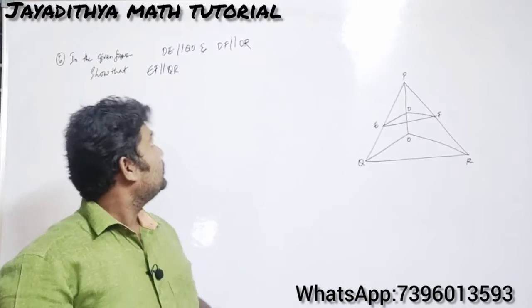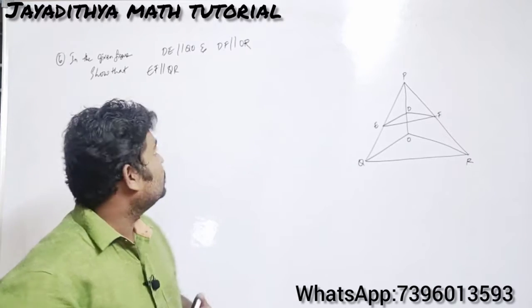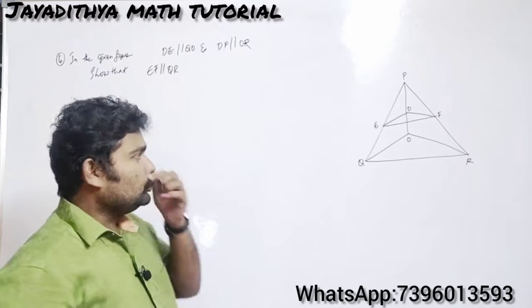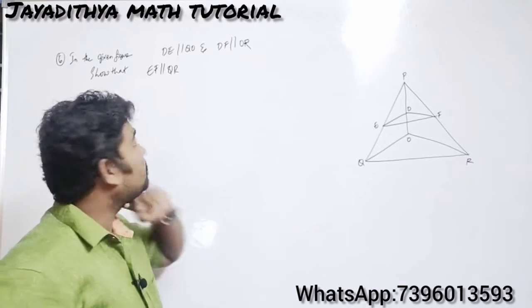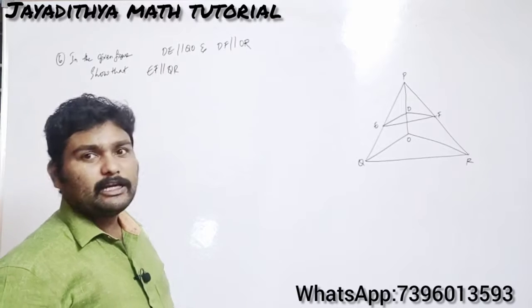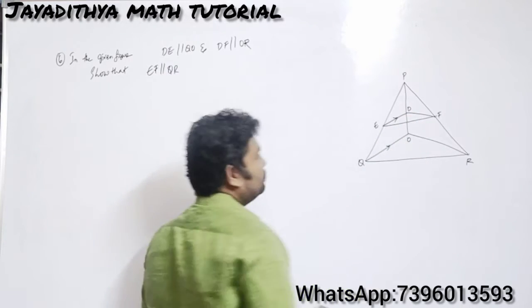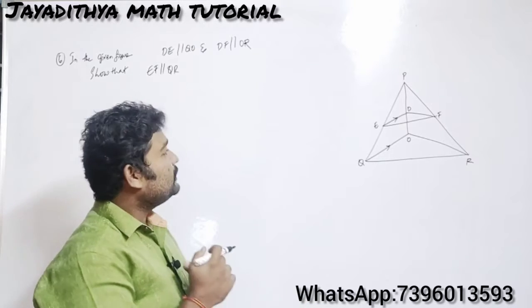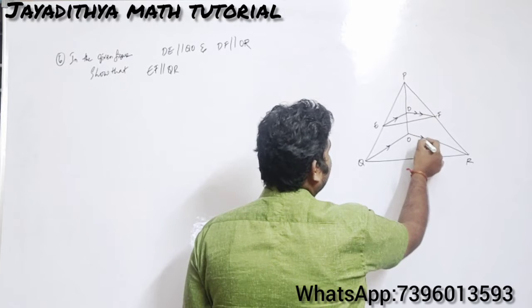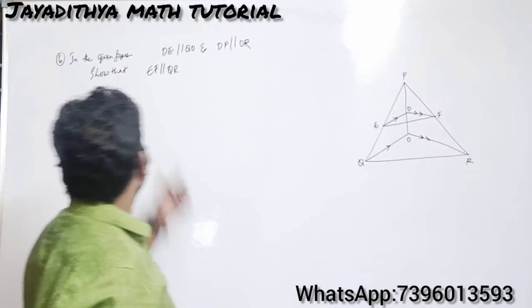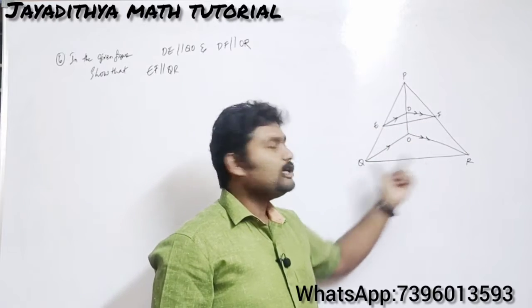Look here, this is problem 6 of your exercise 1. This is very simple and somewhat important also. So see here, what is this question? In the given figure, that is the figure already given in the question itself, DE is parallel to QO. These two lines are parallel here, and the next one is DF is parallel to OR. And what we need to show here is that EF is parallel to QR. So you need to show that EF is parallel to QR.